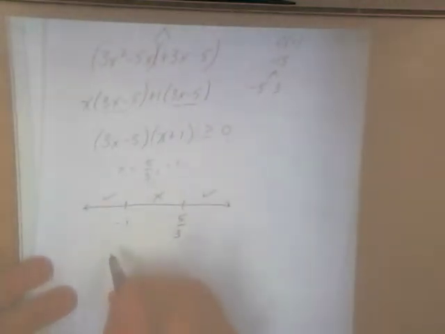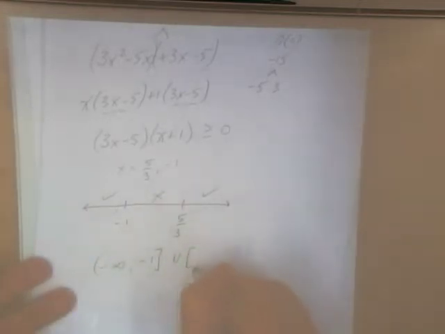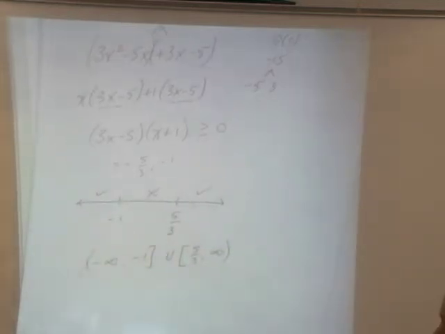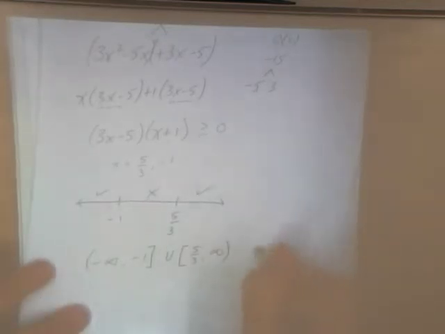So our answers are all these numbers and all these numbers. So negative infinity to -1, including the -1, union 5/3 to infinity. Choice D. Okay.